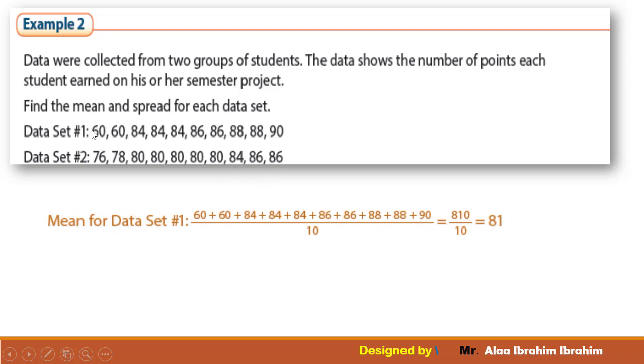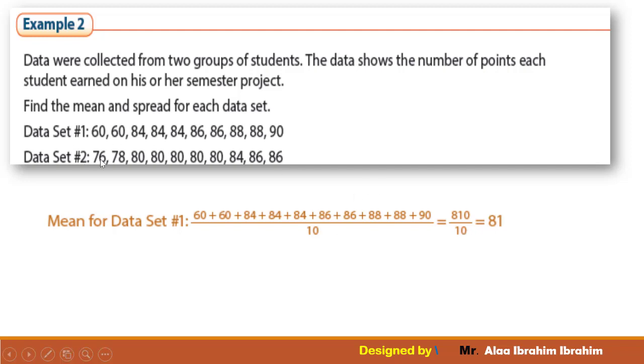So I add all of these values together. Then I count: 1, 2, 3, 4, 5, 6, 7, 8, 9, 10. So I divide by 10. My result is my mean, my center, exactly with this value. So the mean here is close to the center of my data.